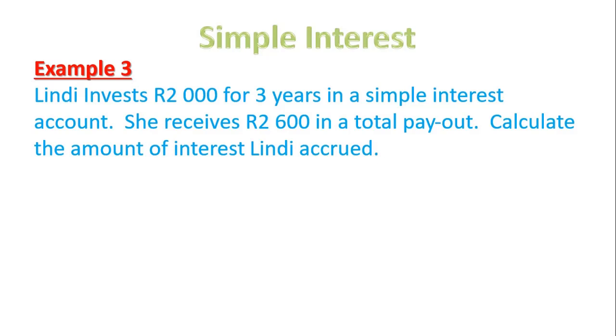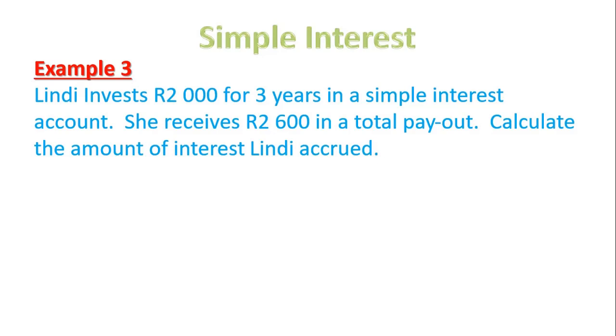Now, if we look at this question closely, we're told that she starts off with 2,000 Rand in an account. At the end of the 3 years, it's 2,600 in total. And so, how much interest did she get over the 3 years? A lot of people can see it just in their heads, but let's look at a calculation.